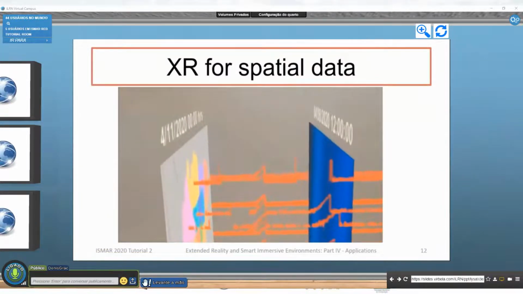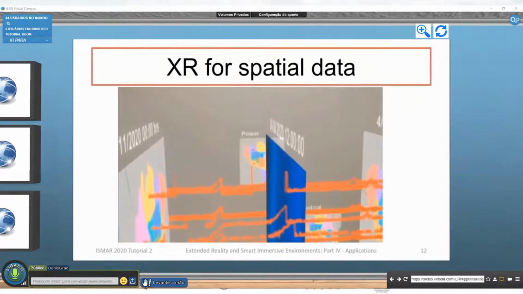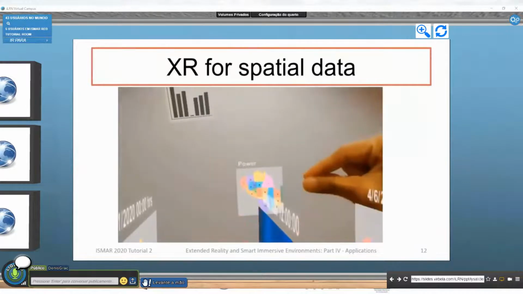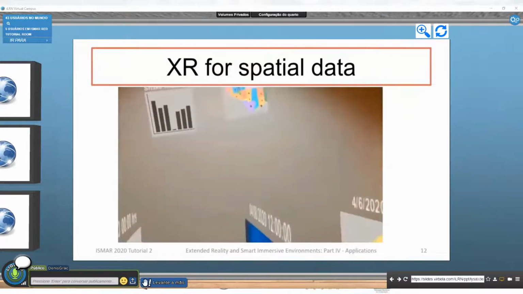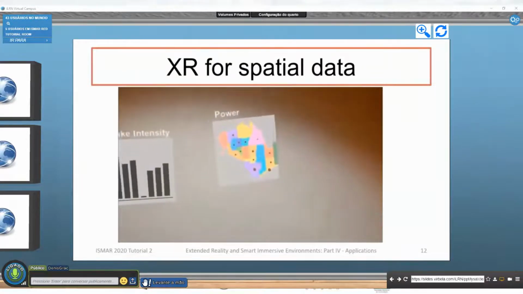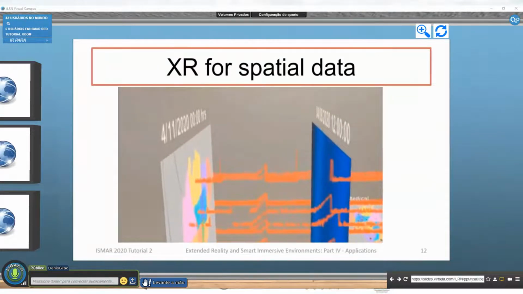Next, show scatter plots. The color of the spheres in the scatter plots indicate the magnitude of the data, while the size shows the number of reports sent by the residents. Next, show bar charts.